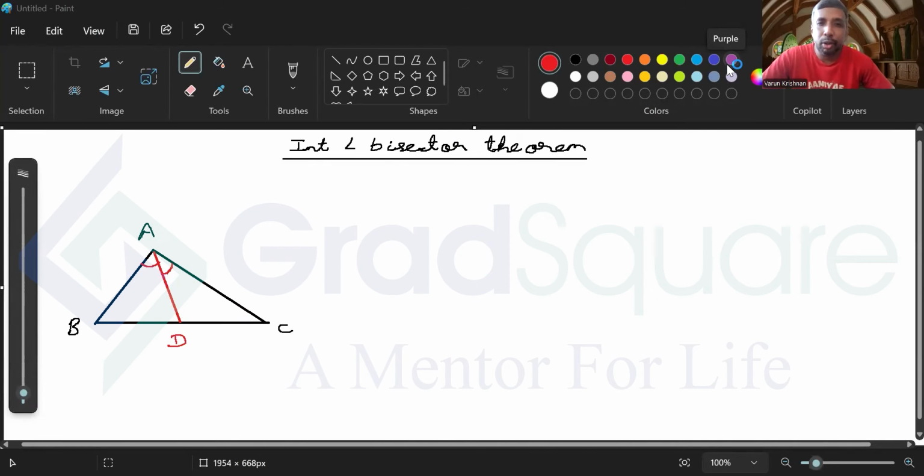Today we are going to be talking about the interior angle bisector theorem. So what is an interior angle bisector? Any line segment that bisects, or divides into two equal halves, an interior angle of a triangle is going to be called an interior angle bisector.